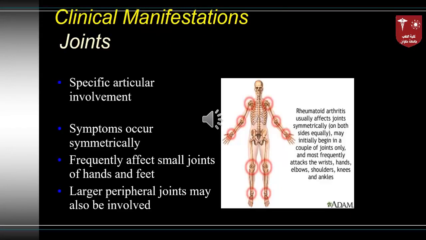As we mentioned, rheumatoid arthritis affects the synovial joints of the body, but it has special preference to the small joints of the hands and feet. Other joints can also be affected, but with less frequency. And when the joints are affected, it is with a certain pattern, symmetrical affection. That means the same joint is affected bilaterally.